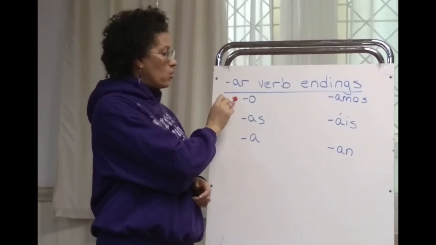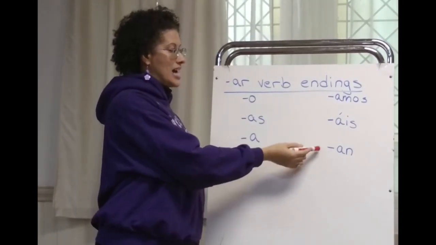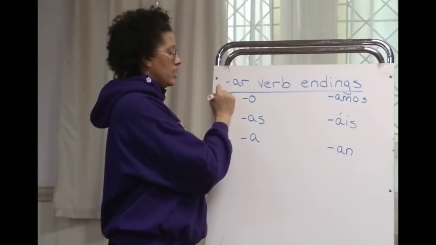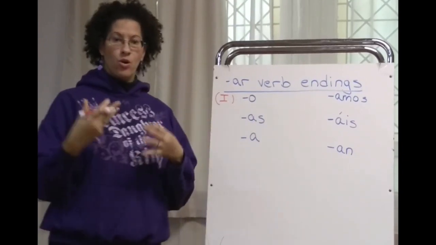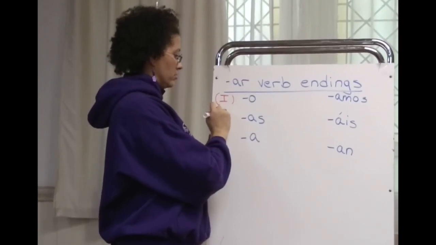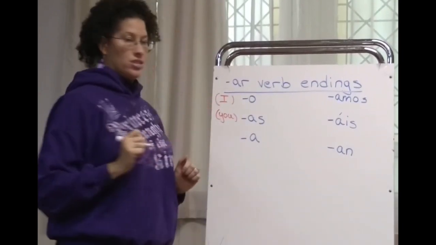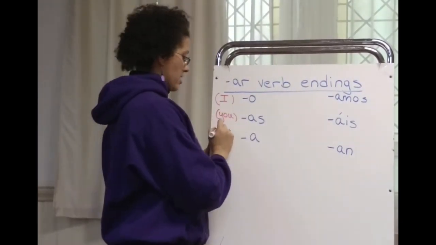So here we have o, as, a, amos, ais, an. The o ending is for I. So I am doing the action. When you have the o ending, I'm doing the action. As. You are doing the action there. Okay? The as ending. When you see that, that means you are doing this action.